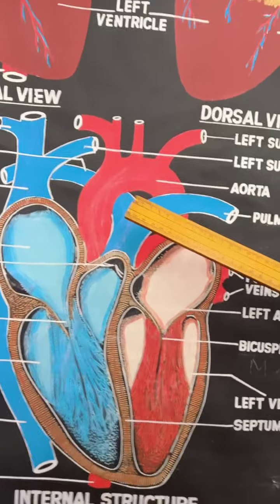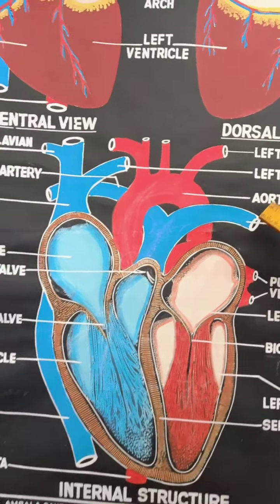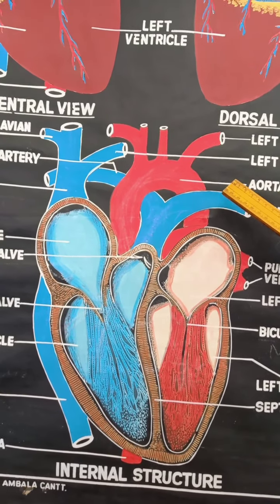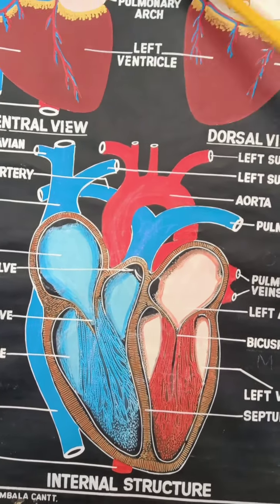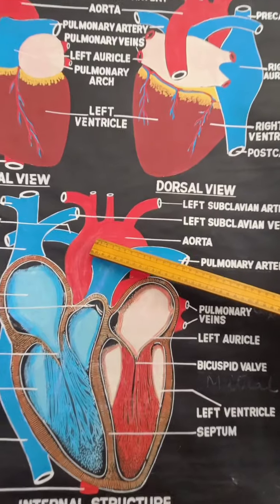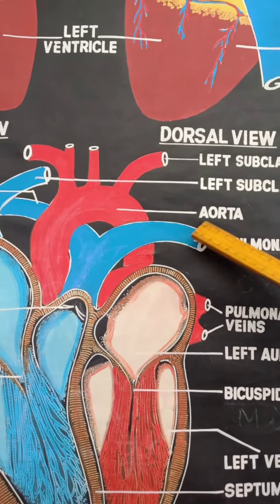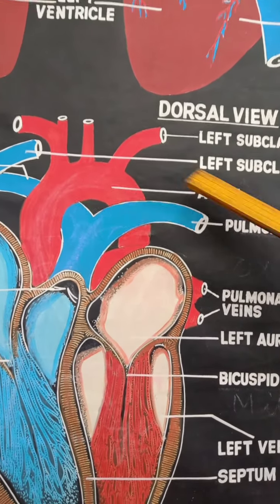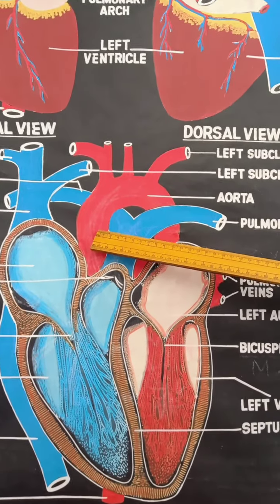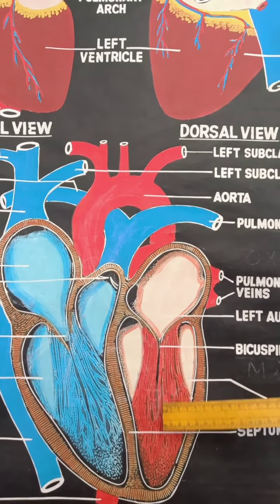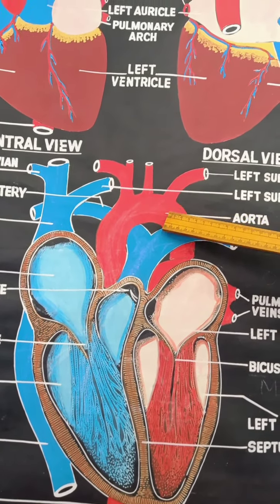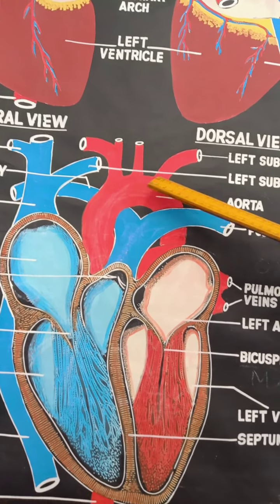Okay. So children, now we will talk about the major blood vessels associated with the heart. You can see here these are the vessels in the upper diagram also. The first major blood vessel associated with the heart is the aorta. The aorta is the main artery which carries oxygenated blood, and it originates from the left ventricle.